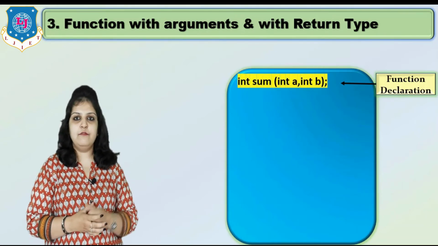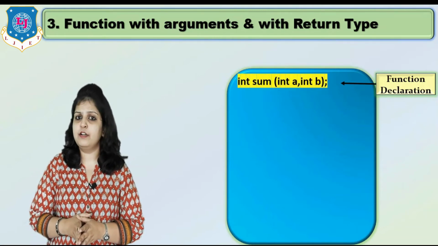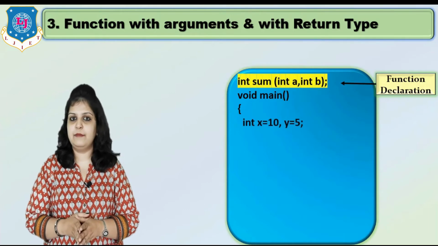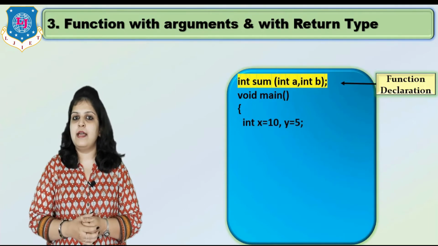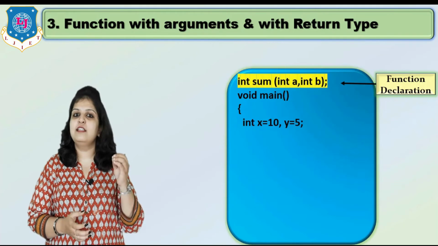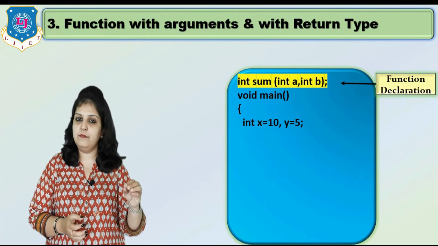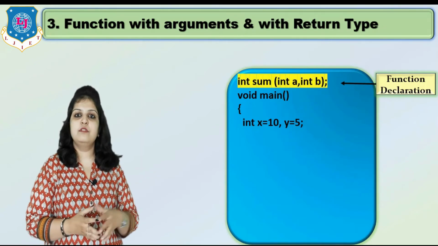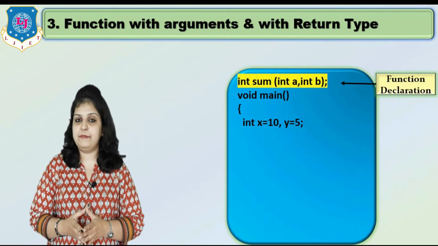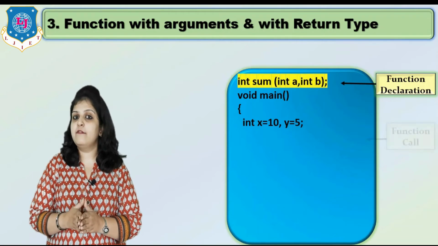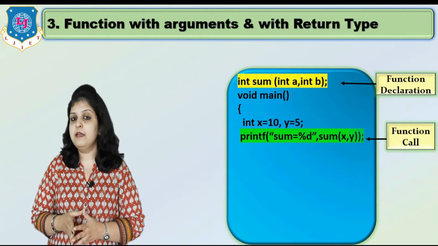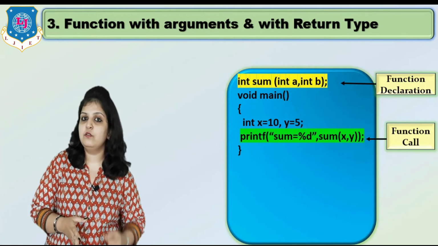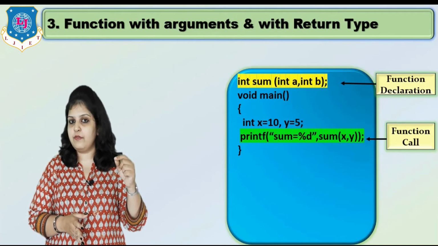And write the main function. In the main function I am declaring two variables and assigning values to them, x is equal to 10, y is equal to 5. Why? Because this concept is with arguments, so our input always passes through the main function. And one more statement here, I have written a printf statement. Why? Because when our category is with return type, our answer is always returned to the main function from our user defined function.